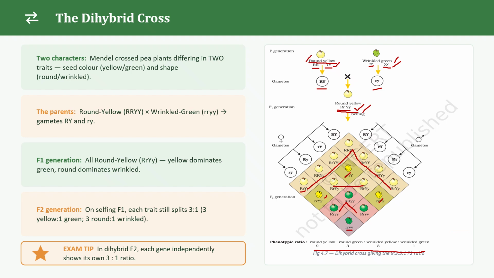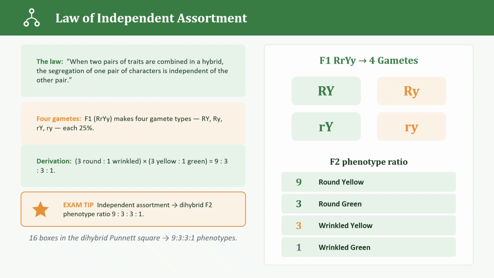Yes. So what you have to remember is, say parents. What are the parents? So these are the parents, parent number 1 and parent number 2, and in the F1 generation all were round yellow, and each individual trait still follows the 3:1 ratio. Let's move on to the next one.